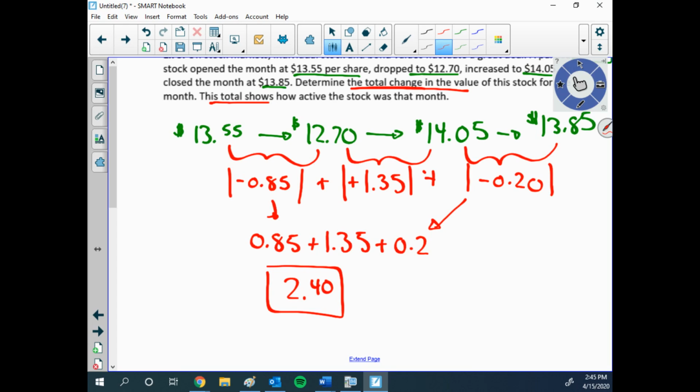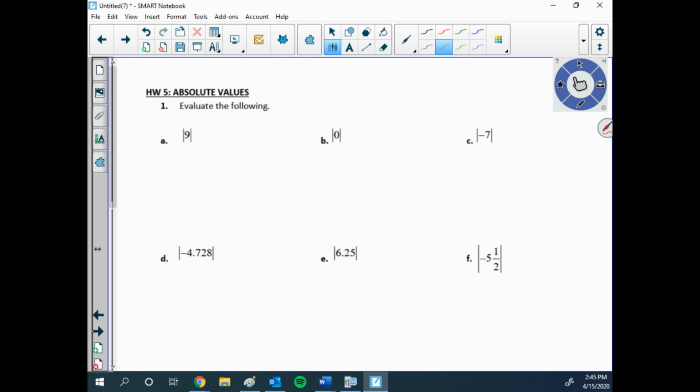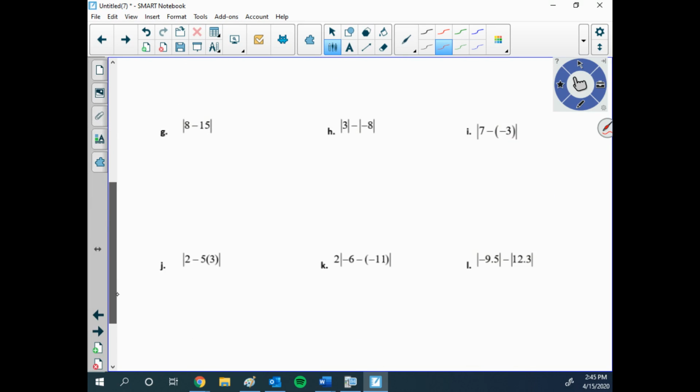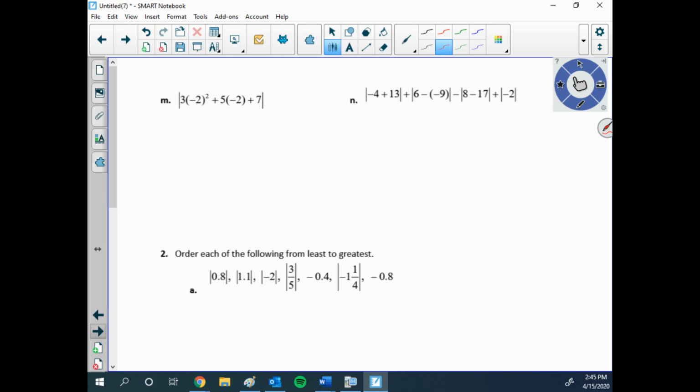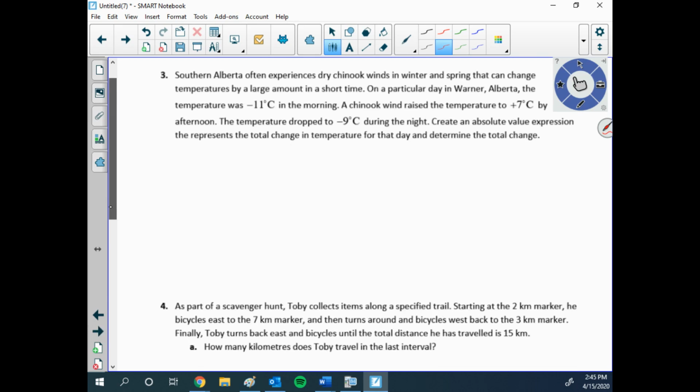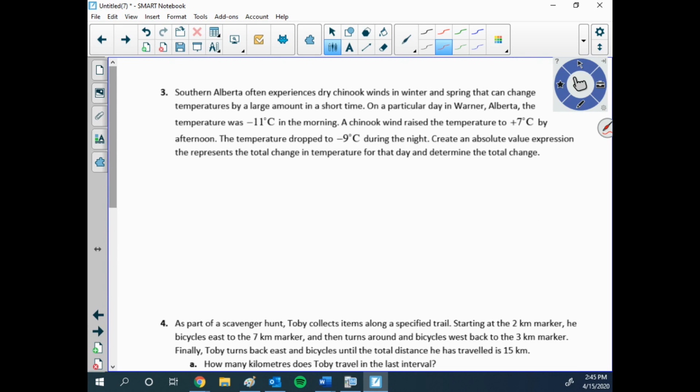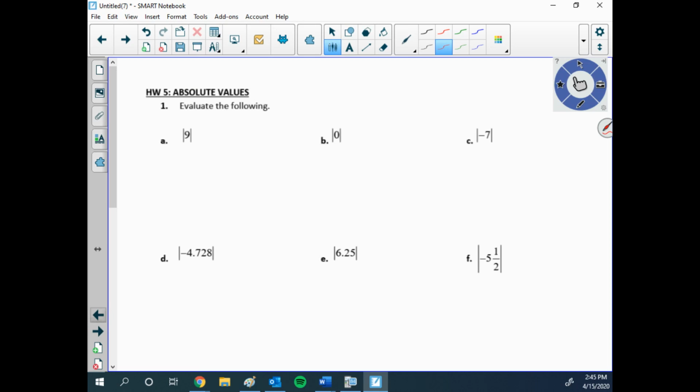Okay, there are some basic absolute value function questions, and then some more complicated ones where you need to make sure you go through in the right order, and then a problem-solving question or two for you. So check out some questions on homework 5. Once you're comfortable, go try the absolute value quiz.